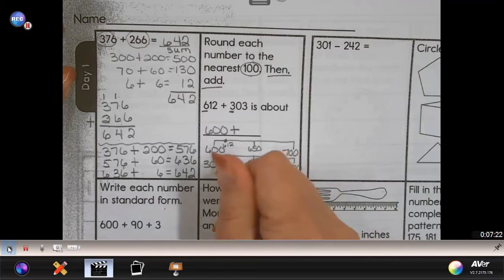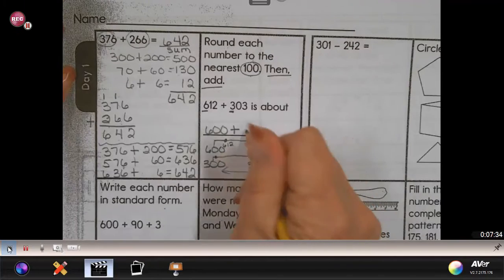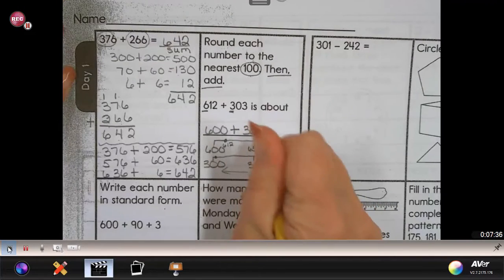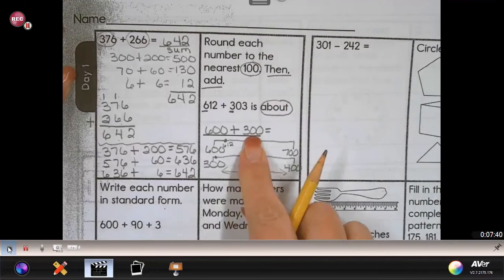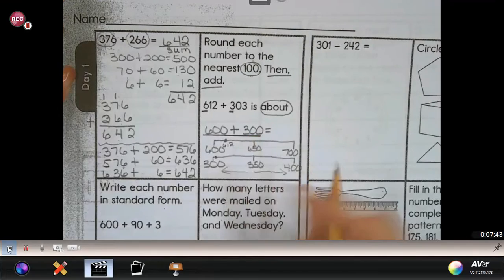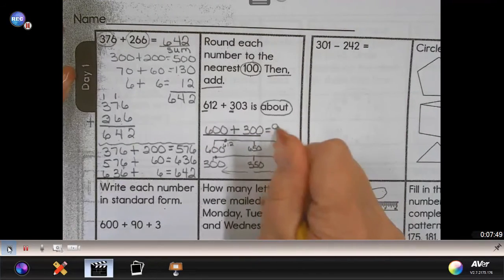So 303 is very close to 300. It's only 3 away from 300 because we go 301, 302, 303. So definitely 303 is going to round to 300. And our keyword about tells us that we don't want an exact amount. We want an about amount. So when I add these two groups of 600 and 300, I get 900.